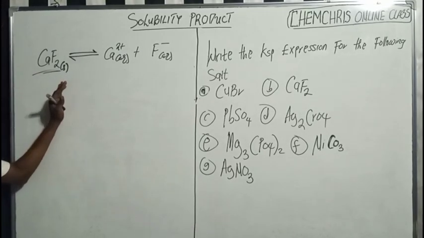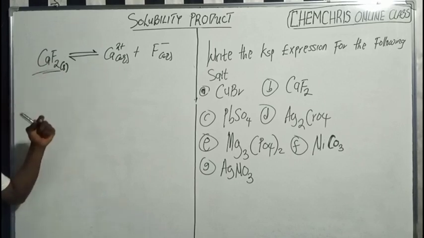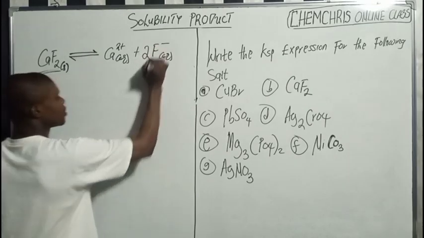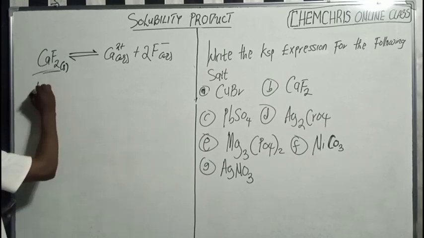So now let's balance the equation here. How many cations do we have here? Here we have one cation, one cation. How many fluorine do we have here? Here we have two, here we have one. So you have to put two at this point. Do you understand?